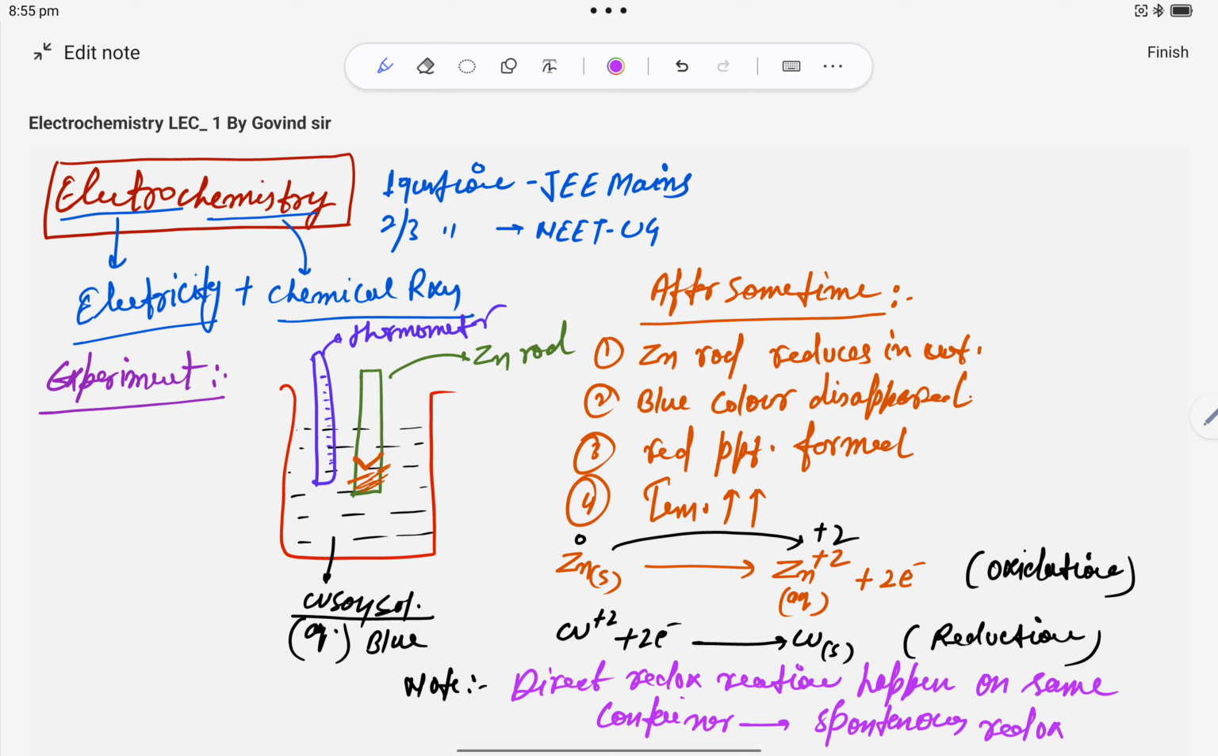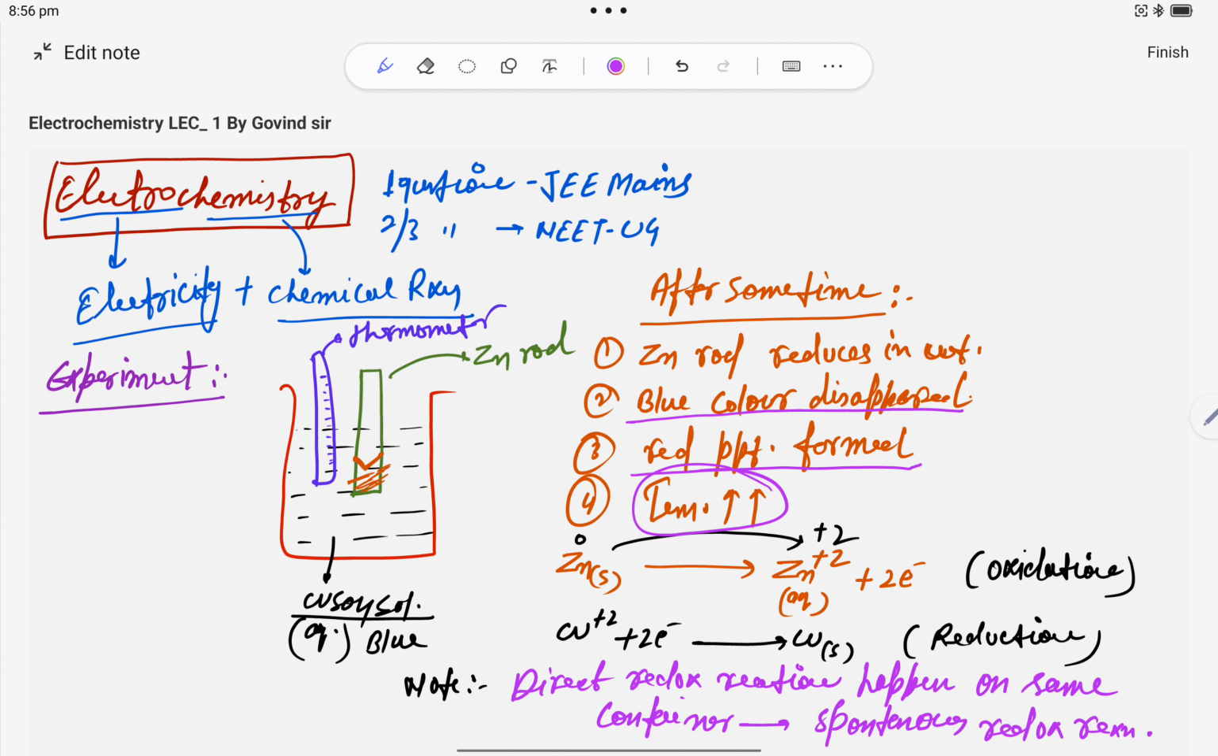Spontaneous redox reaction. Everything you can go through in the thermodynamics lecture, you will get without any external help. This will happen. So the thing is, children, the blue color disappeared because copper ions are coming into the solution. Solid copper formed, that is why the red precipitate formed, and the temperature also increases. So that means we can utilize this temperature in a useful way. Temperature means energy of the system, energy of the container increases.